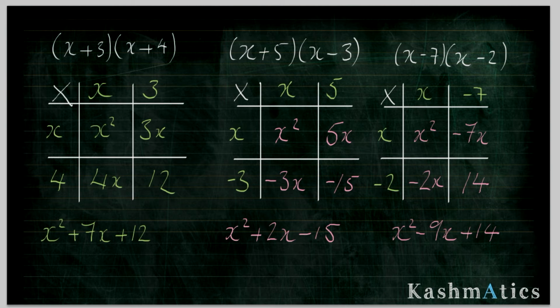So that there was the table method, which I personally like because it's easy to set up and it's also easy for you to check your answers once you've done it. Okay, the other two methods aren't as easy to check. I mean, they are simple enough, but they're not as easy to check as this one. So let's move on to the second of the methods, which is the FOIL method.